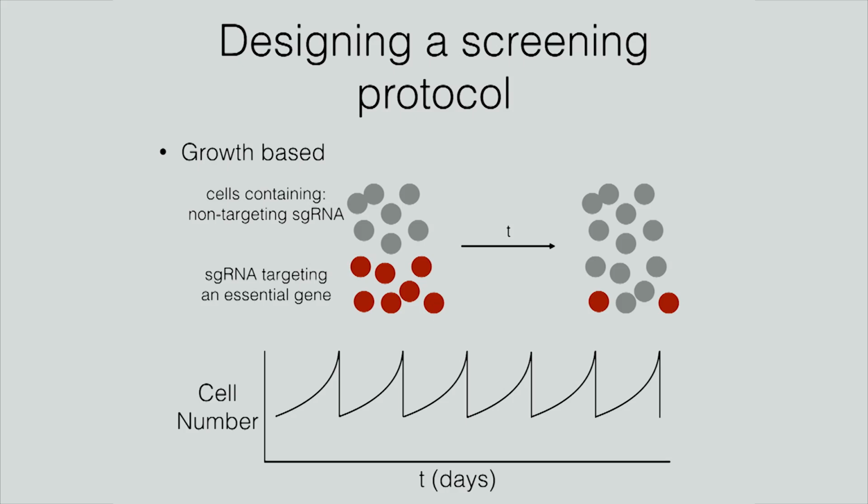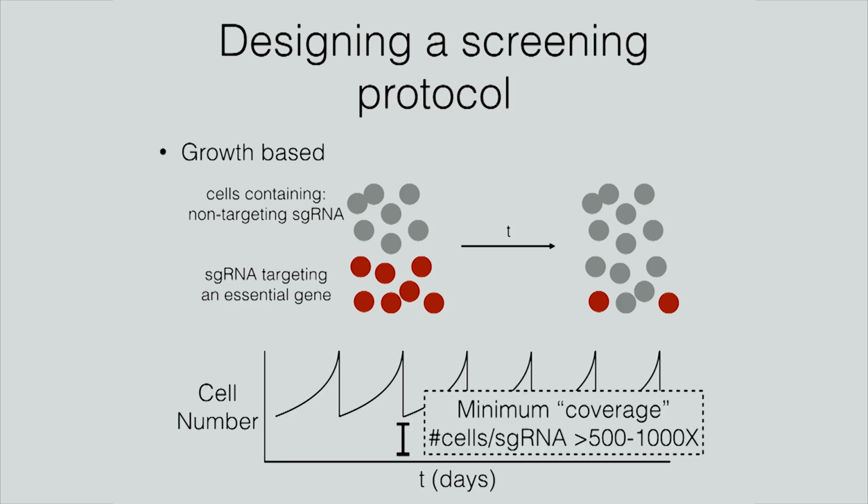And you never want to have just one sgRNA represented once. We really go for more like 500 to 1,000. So that's at the minimum point, at the sort of statistical bottleneck, which you might introduce every day or every other day if you're splitting the cells. You never really want to go low. You need to have a lot of cells to have good statistical representation.